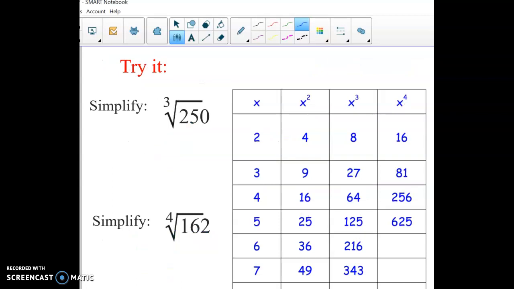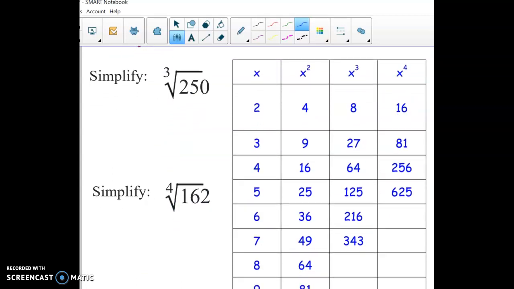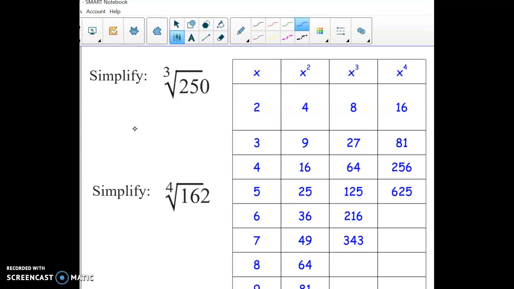All right, 2 more for you to try, a third root and a fourth root. Again, you're going to use the x cubed and the x to the fourth columns on these. So pause the video and see where you're at on these.